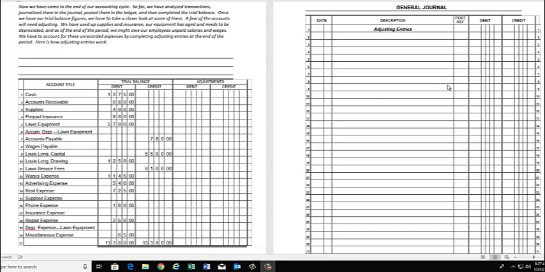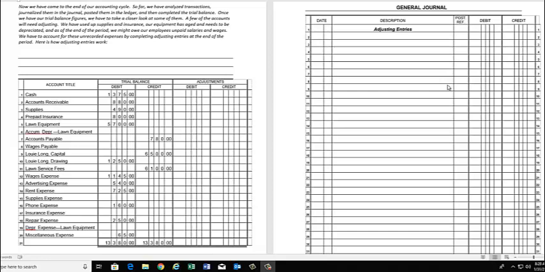Now we have come to the end of our accounting cycle. So far we've analyzed transactions, journalized them in the journal, posted them in the ledger, and then completed the trial balance. Once we have our trial balance figures, we've got to take a closer look at some of them. A few of the accounts are going to need adjusting.